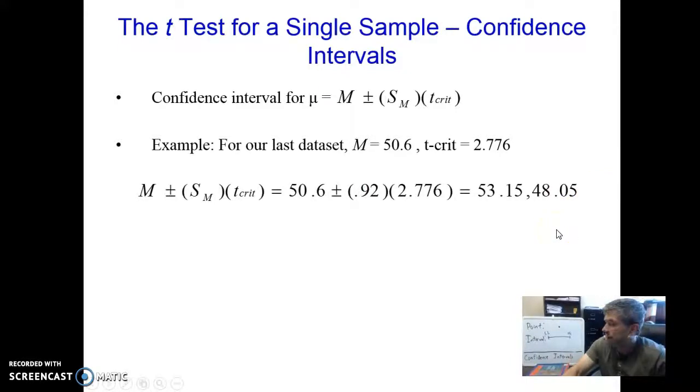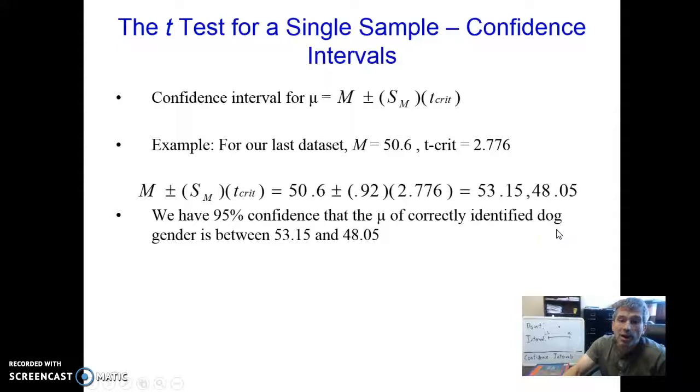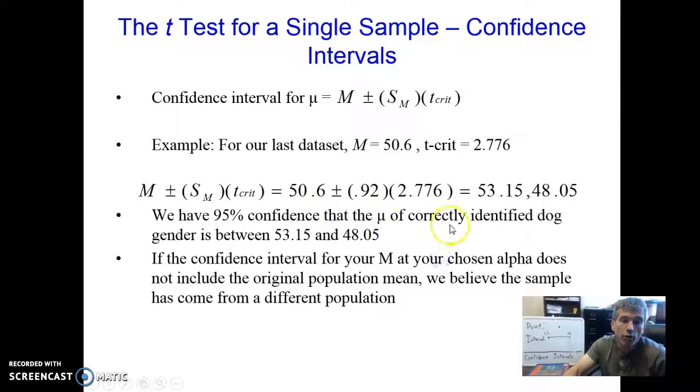What is this telling us very literally? It's saying we have 95% confidence that the population mean of correctly identified dog genders is somewhere between those two numbers. It might not be exactly 50.6. We think it's somewhere between 53.15 and 48.05.